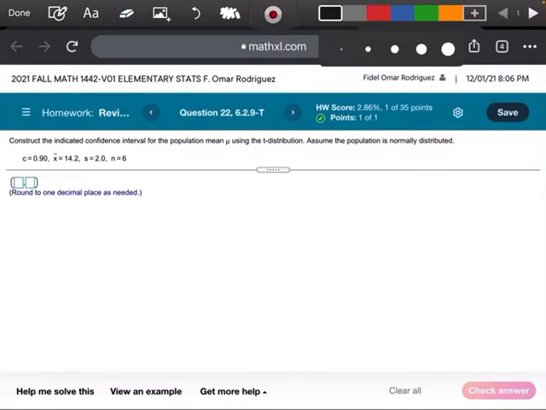All right, so y'all, this is a homework problem. This is number 22 out of the review from the final. And so let's see if we can figure out the problem here. It says, construct the indicated confidence interval for the population mean mu using the t-distribution. Assume that the population is normally distributed.